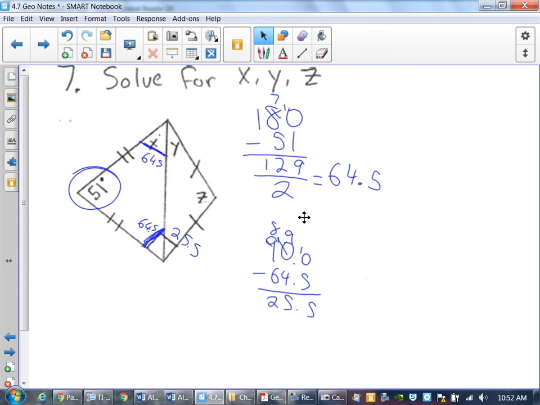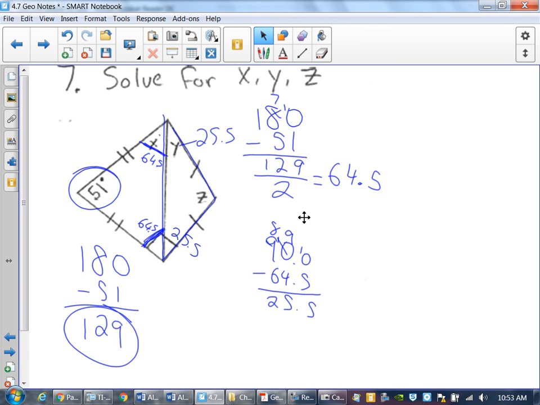And again, notice, it's another isosceles triangle. So if that angle on the bottom is 25.5, what's angle y? 25.5. How many degrees are in the triangle then? 180. So I have 180 degrees. I have 25.5 and 25.5, which means angle Z is.